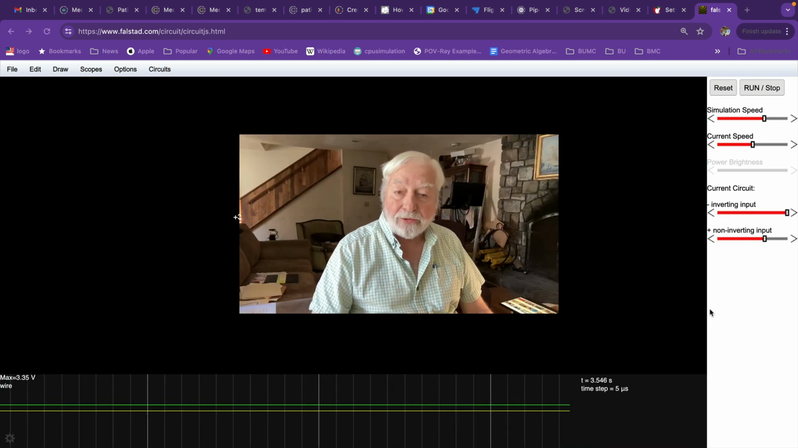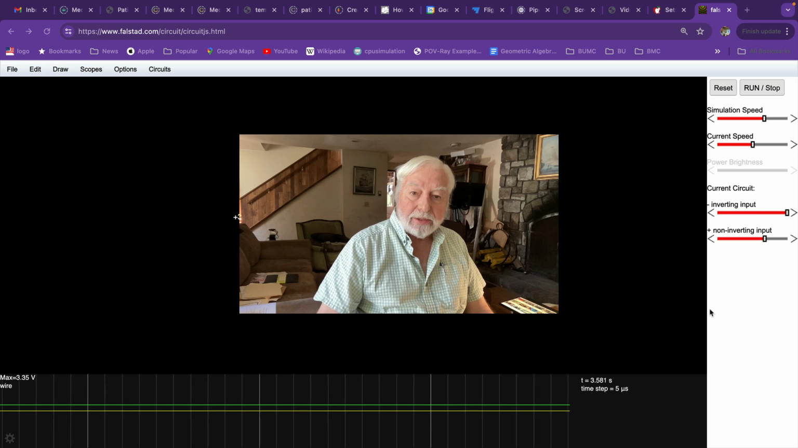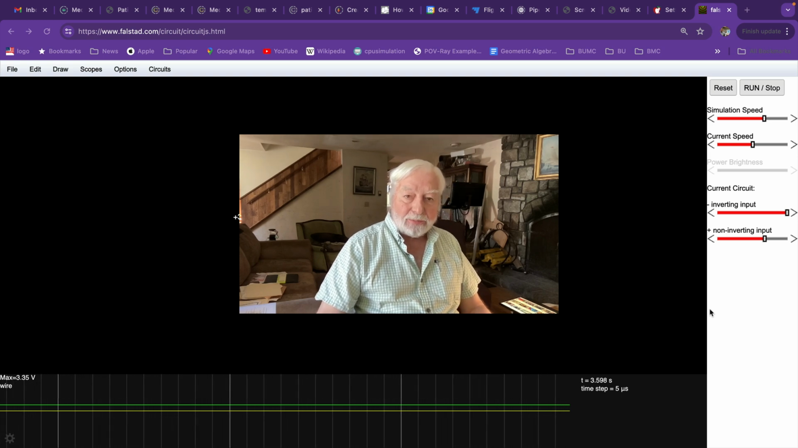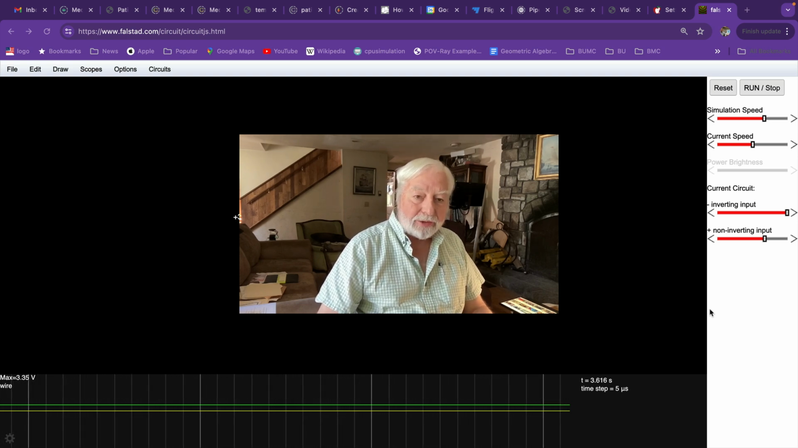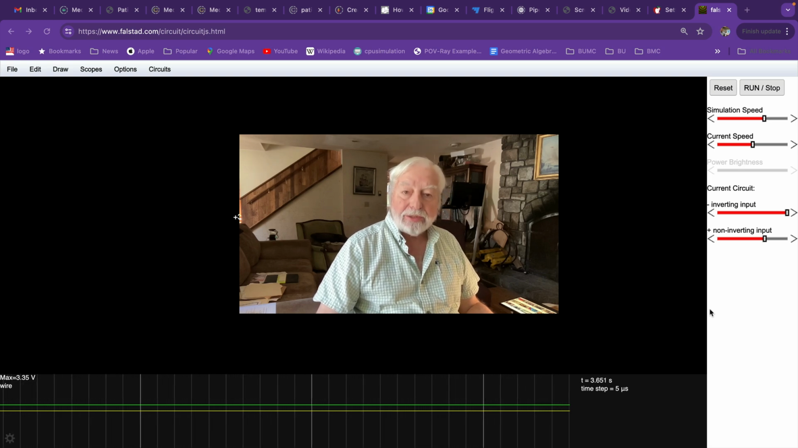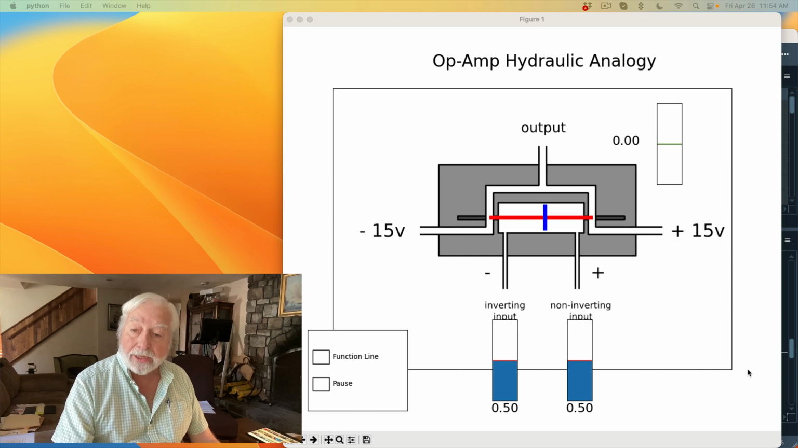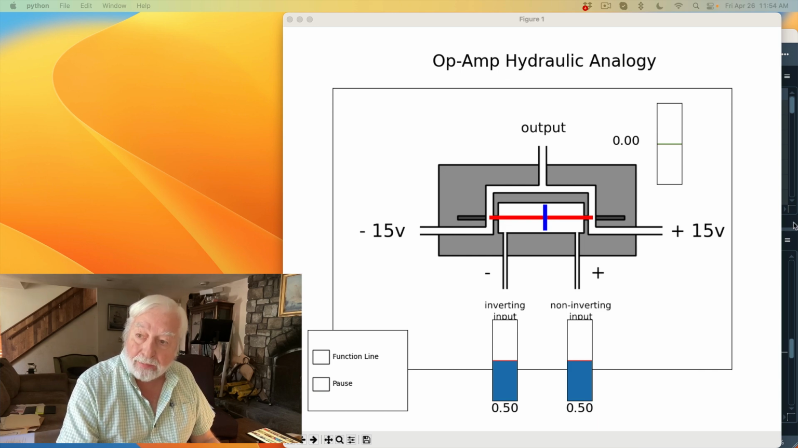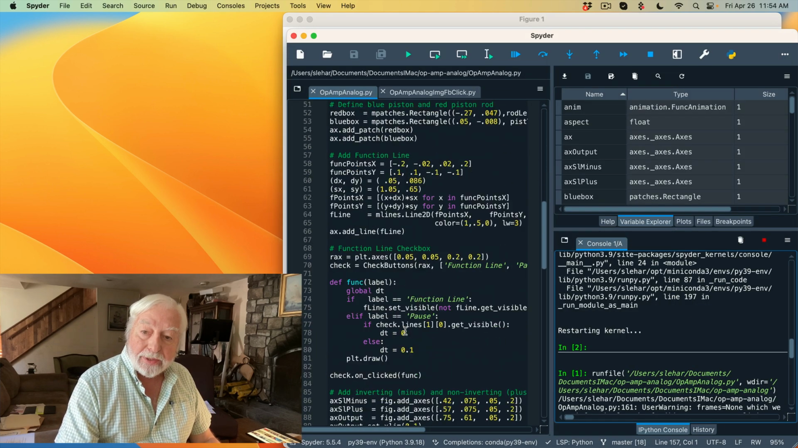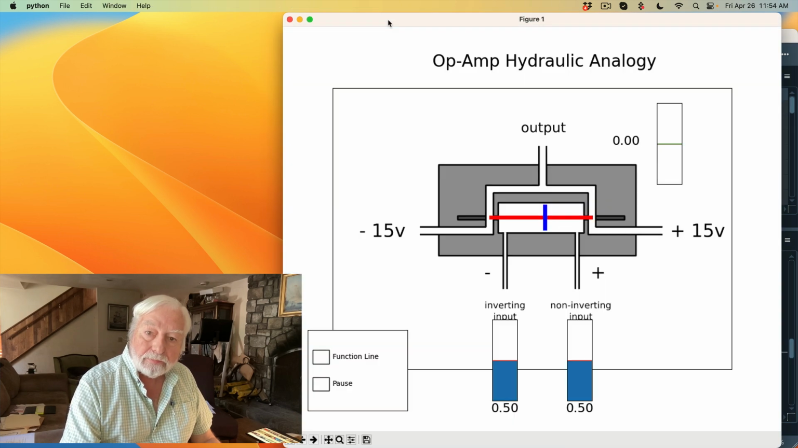And this had me confused. How does that negative feedback work? To clarify the principles here in my own mind, I created a hydraulic analogy for the op-amp. Here is my op-amp hydraulic analogy. It's a Python program available on my GitHub site.